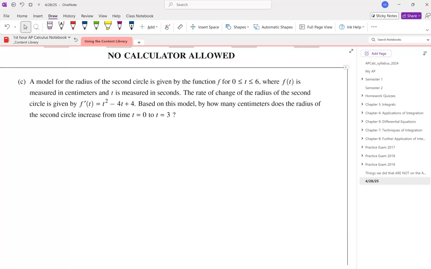All right, part C, it says a model for the radius of the second circle is given by the function f from 0 to 6, where f of t is measured in centimeters and t in seconds. The rate of change of the radius of the second circle is given by f prime of t equals t squared minus 4t plus 4. Based on this model, how many centimeters does the radius of the circle increase from time 0 to 3?